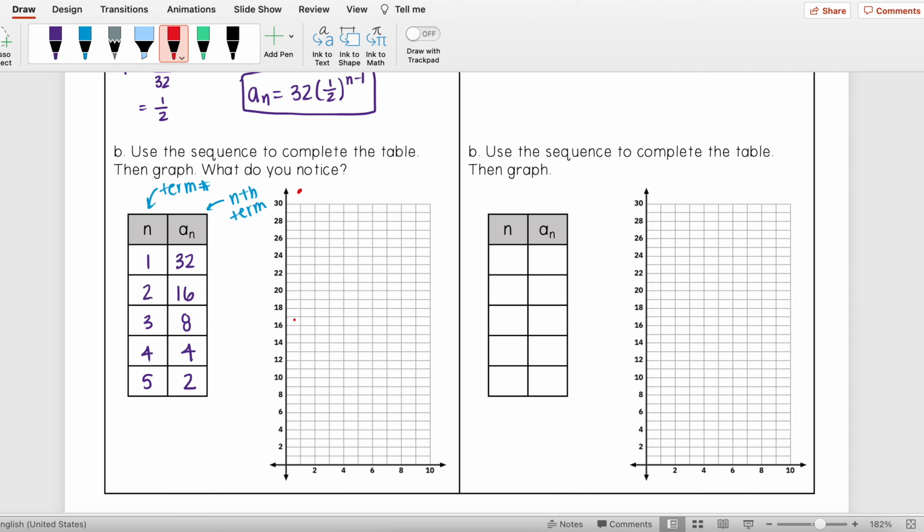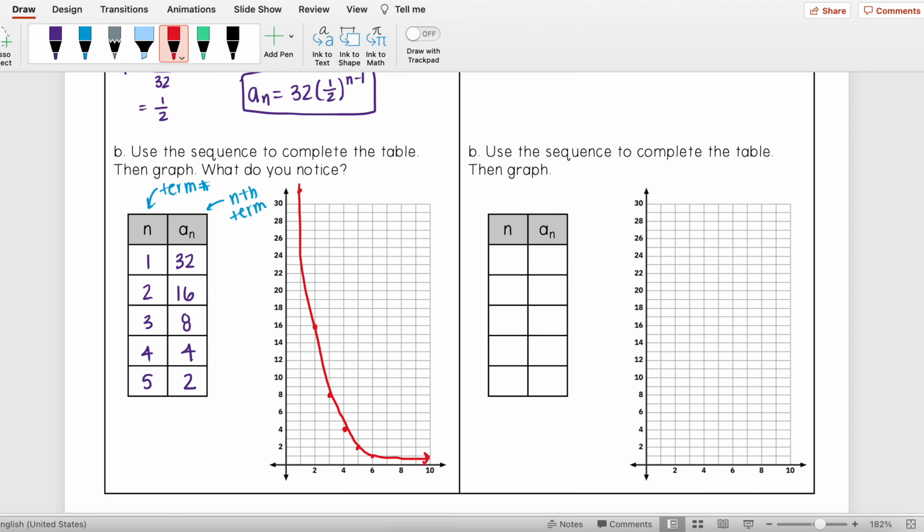My second term is 16. My third term is 8. My fourth term is 4. And then my fifth term is 2. And if I were to keep going, my sixth term would be 1, and so on.